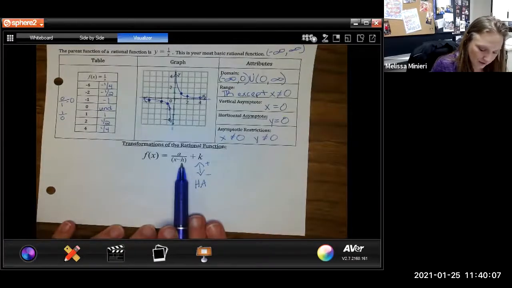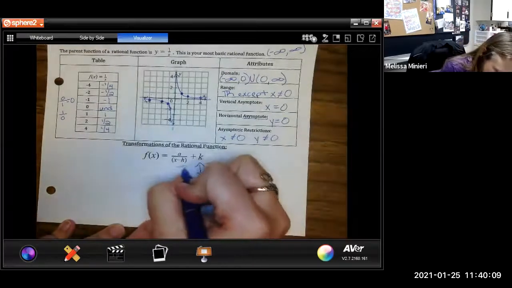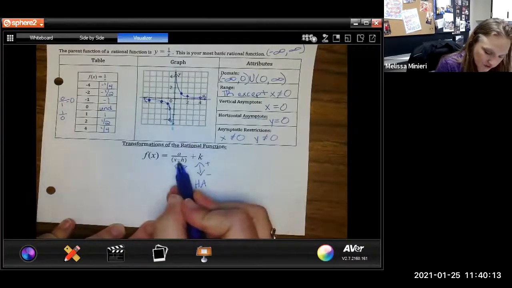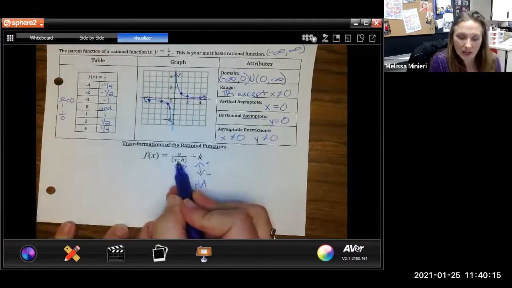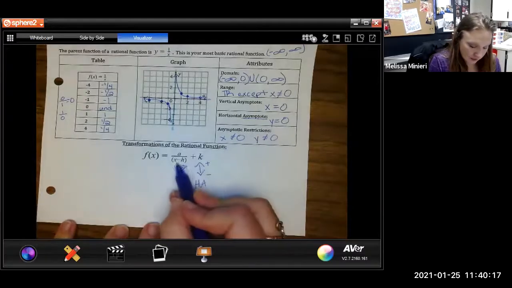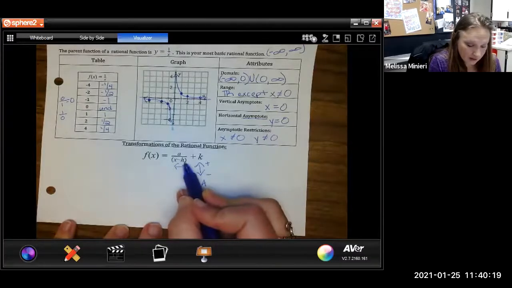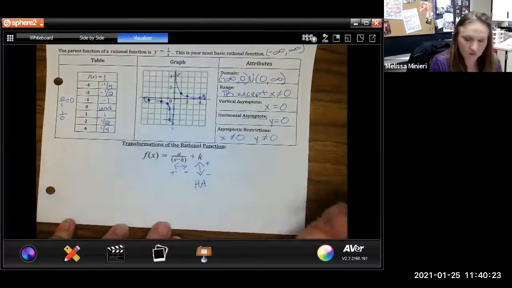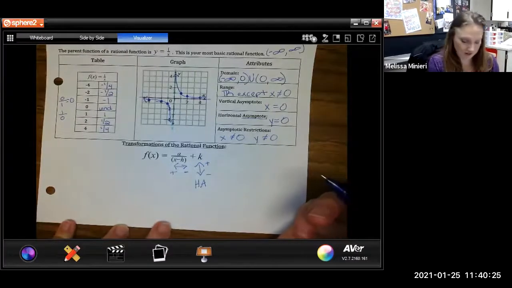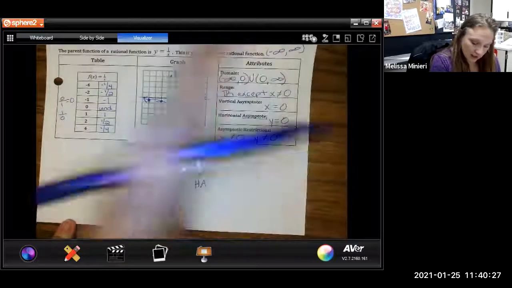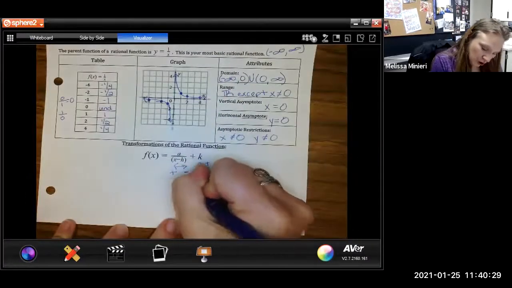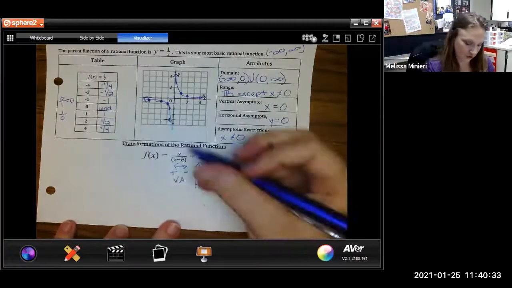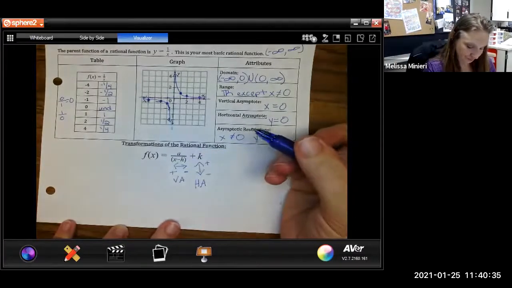Now, H is the one that shifts left and right. And remember this one, because of this minus, always moves the opposite of what you would expect. So if it says plus H, if it has a positive number here, we know that it's moving to the left. And if it's negative, it's moving to the right, just like all the other functions. And this one is going to shift our vertical asymptote left and right as there's numbers plugged in for H.